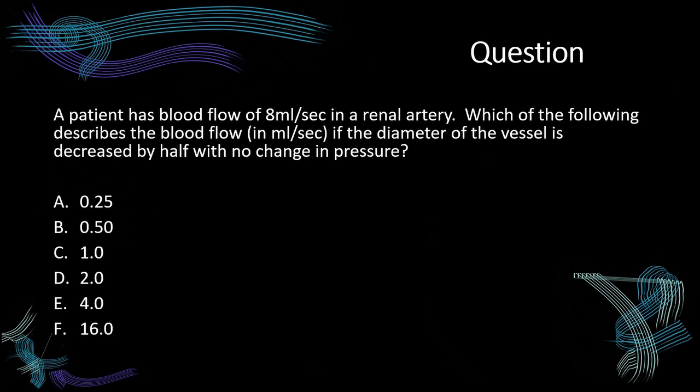So this is an example of a question of how the boards would ask you about this relationship between flow, resistance, and pressures. A patient has blood flow of 8 milliliters a second in a renal artery. Which of the following describes the blood flow in milliliters a second if the diameter of the vessel is decreased by 1/2 with no change in pressure?